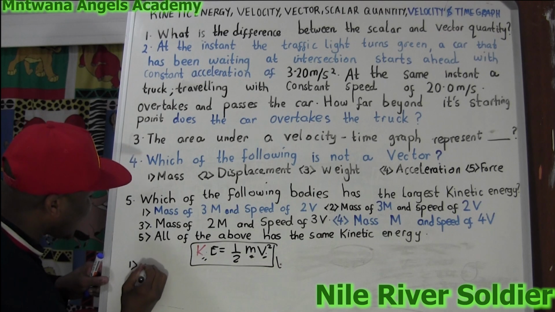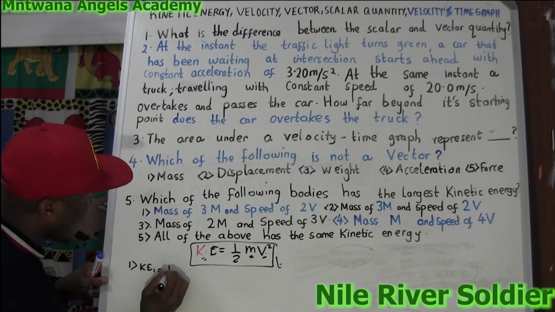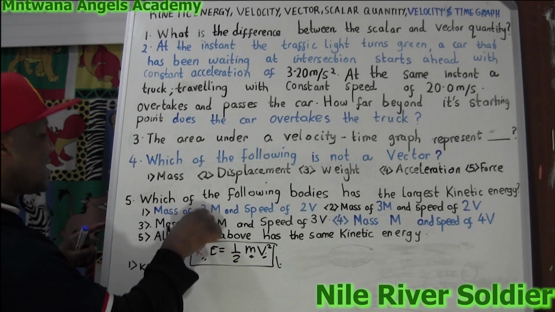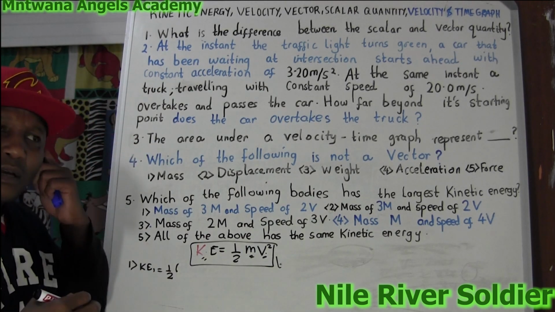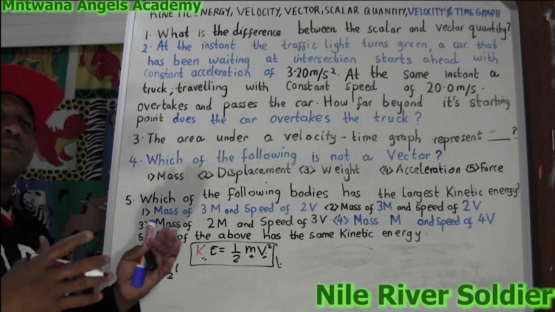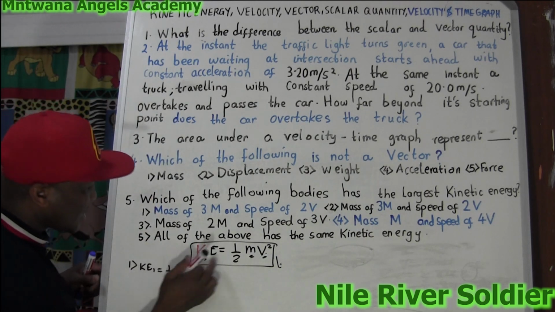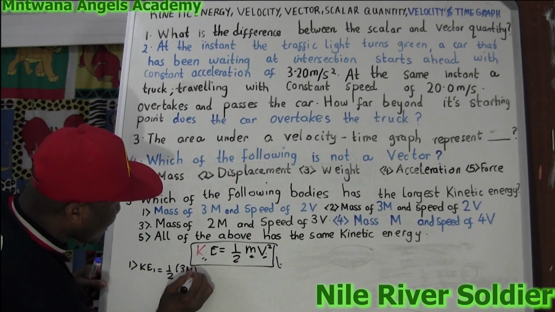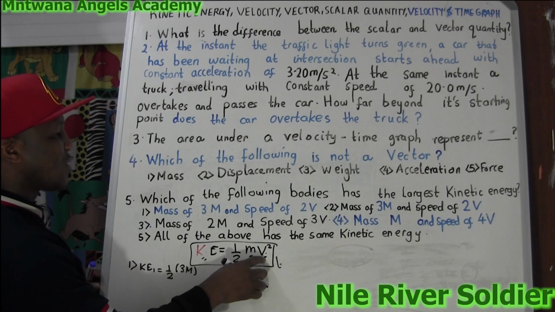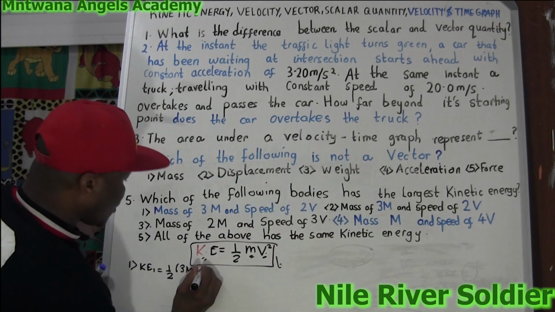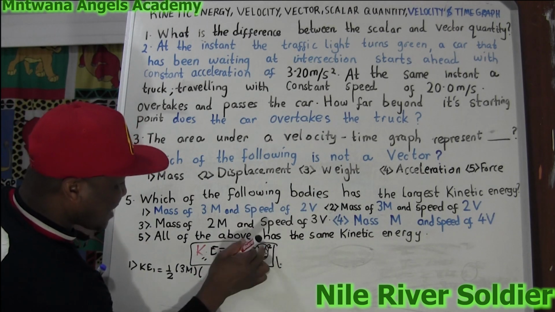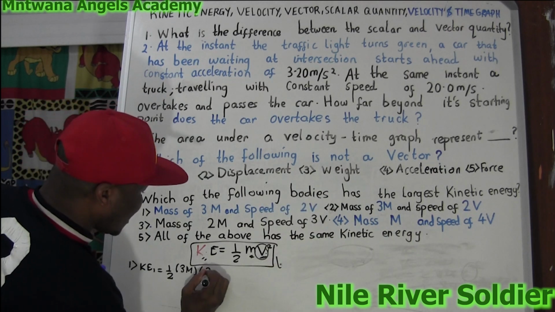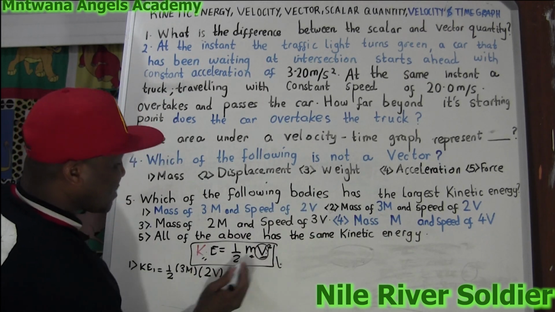So we say kinetic energy 1 equals a half times mass. What is my mass here? 3m. They give it in a puzzle way, they don't give the actual value. So instead of saying mass, I'm going to say 3m. And then velocity. What is the velocity? They say velocity is 2v. So instead of this velocity, I'm going to replace it with 2v, but remember, it must be squared.